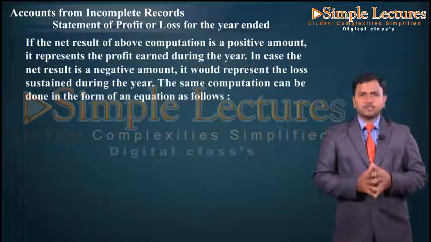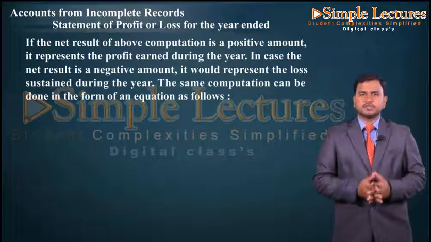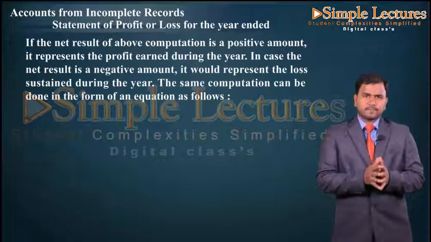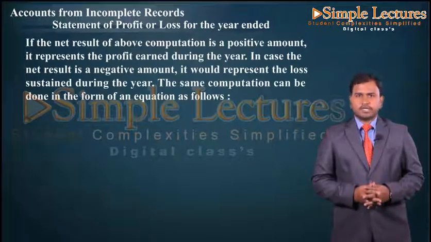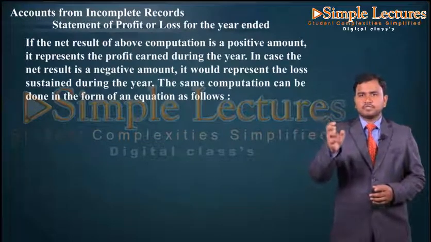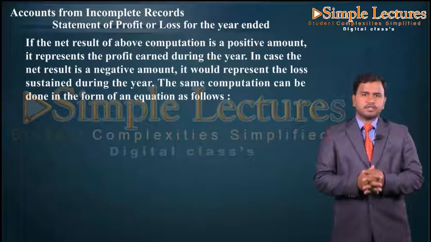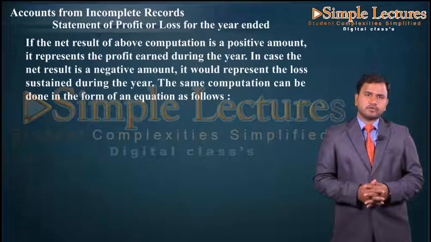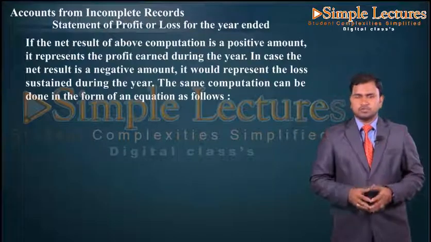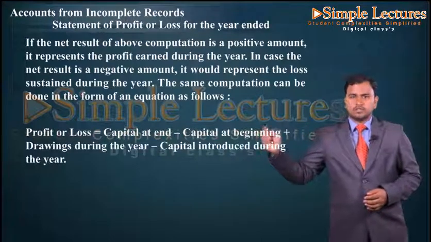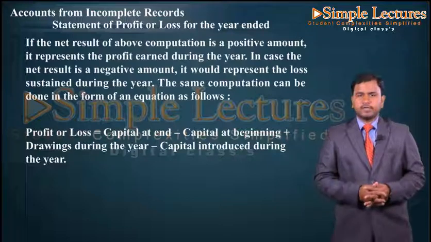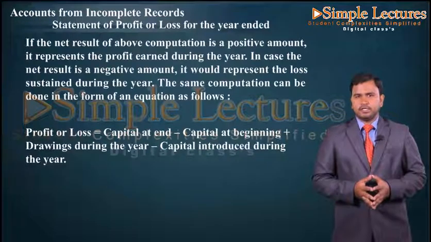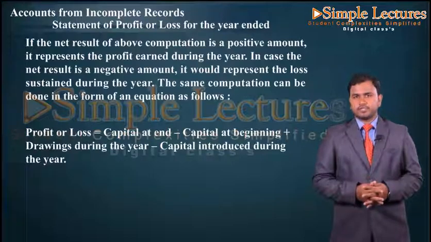If the net result of the above computation is a positive amount, it represents the profit earned during the year. In case the net result is a negative amount, it would represent the loss sustained during the year. The same computation can be done in the form of an equation as follows. Profit or loss is equal to capital at the end minus capital at the beginning plus drawings during the year less capital introduced during the year.